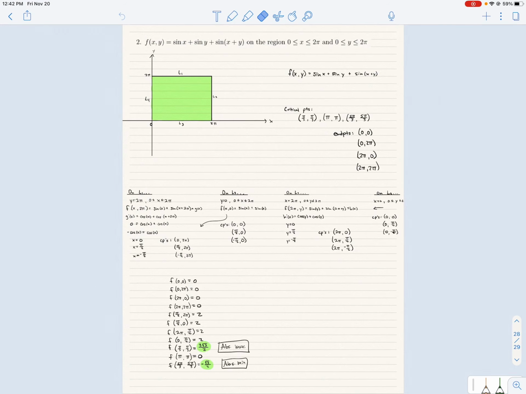So now finally, we can evaluate f of x, y at each of the points, and we see that the absolute maximum is 3 square root 3 over 2. And our absolute minimum is negative 3 square root 3 over 2. Thus, we are finished analyzing our two functions.